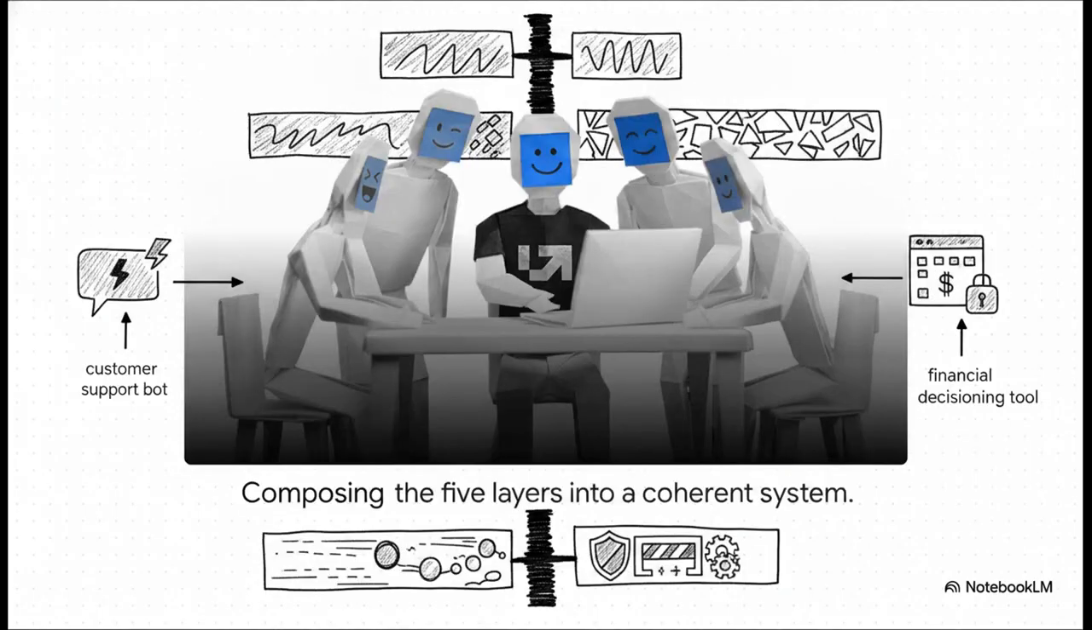At the end of the day, system design is ultimately the act of composing these 5 layers into one coherent stack to solve a specific problem. By shifting the weight between these layers, this single spine can produce wildly different architectures. You could build anything from a lightning-fast customer support bot that relies heavily on caching, all the way to a high-stakes financial decisioning tool that relies entirely on strict guardrails.